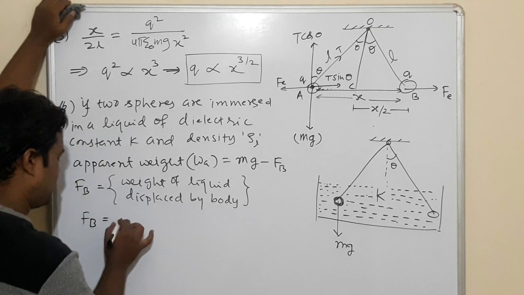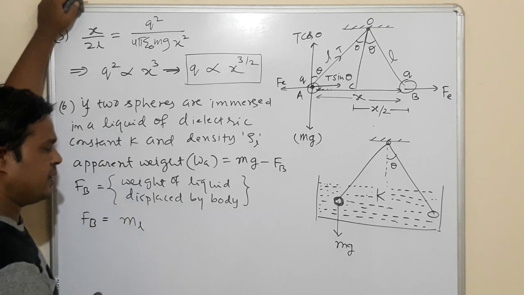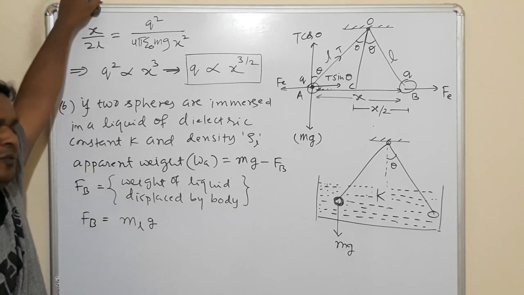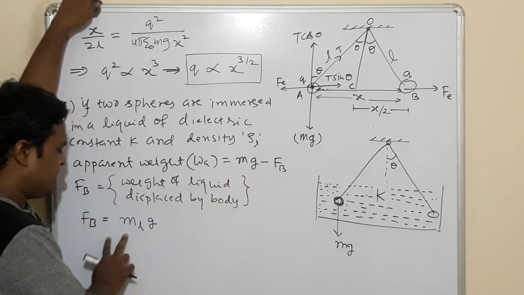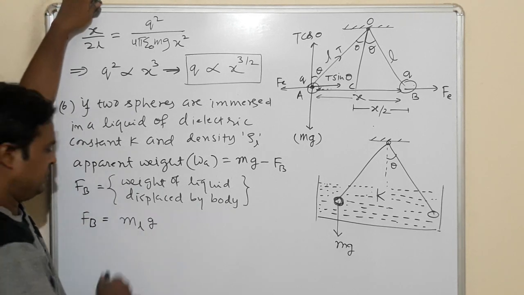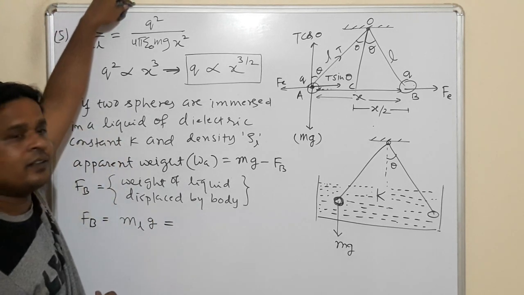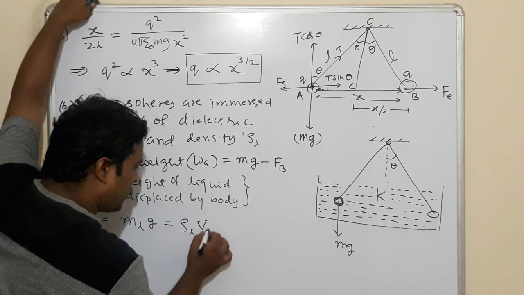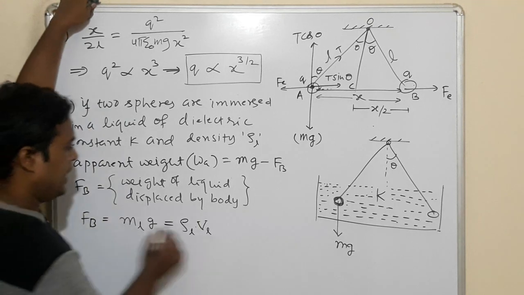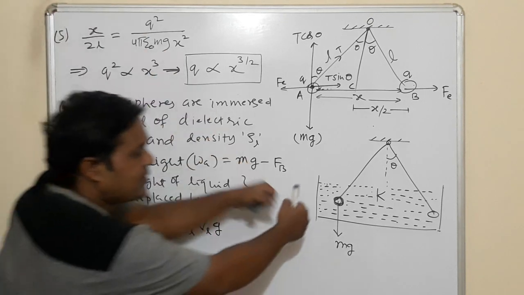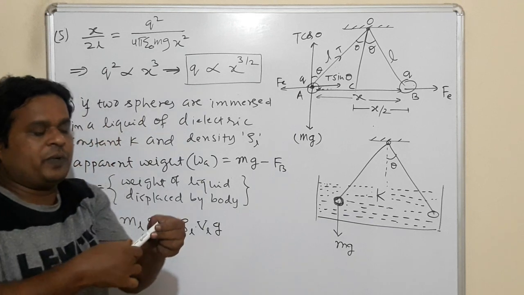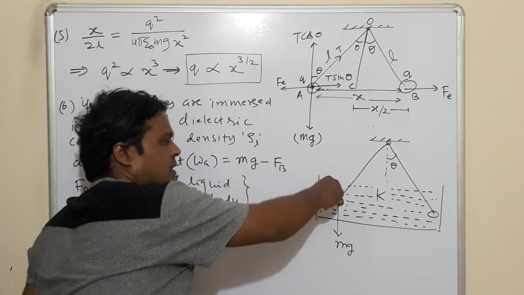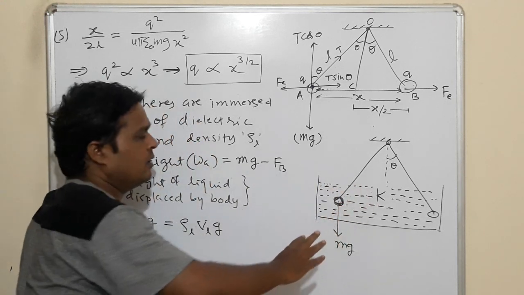Weight of liquid displaced means mass of liquid displaced into acceleration due to gravity. See, weight is equal to mg. Weight of liquid means mass of the liquid into g. What is mass of the liquid? Mass of the liquid means density of the liquid into volume of the liquid displaced into g. How much liquid will be displaced? See, if I put this sphere inside water, inside a liquid, how much liquid will be displaced?